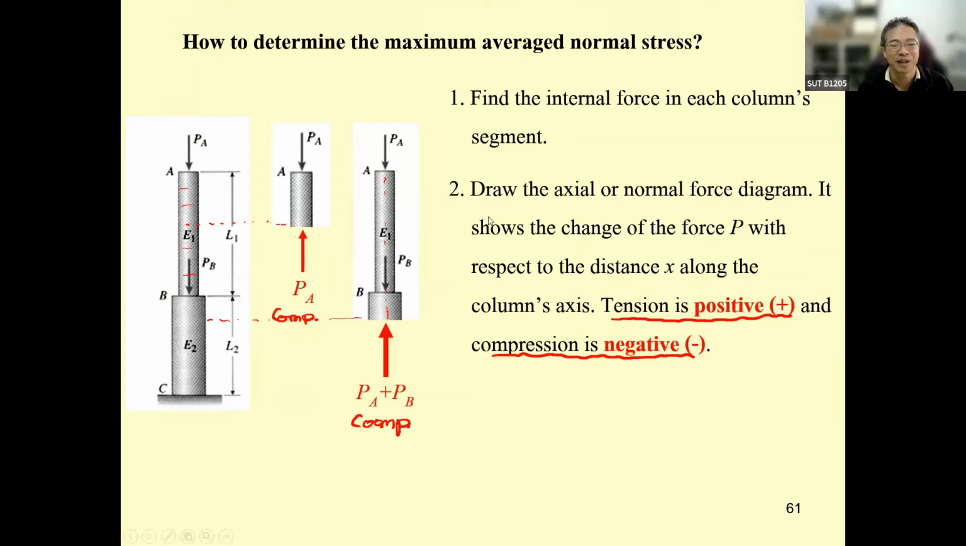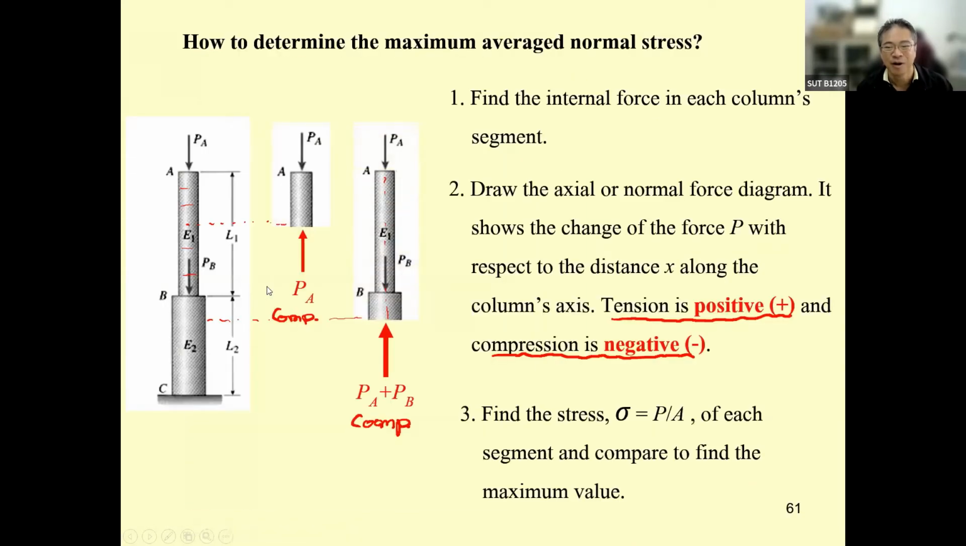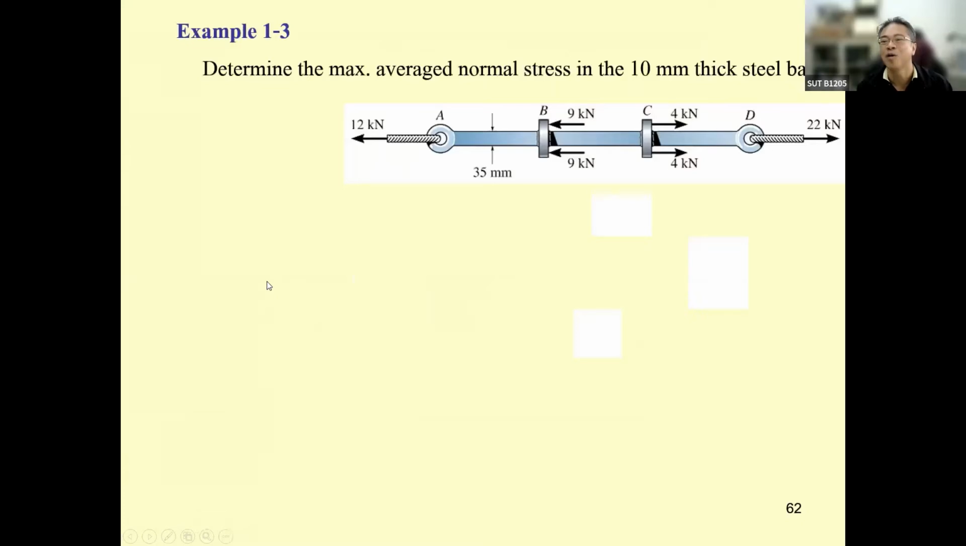But most of the time, this column, they are in compression. Now, we move to a simple example. Sometimes the tow bar or maybe this kind of load may be subjected to a more complicated load. So let's say this is going to occur due to the cable, 12 kilonewton.